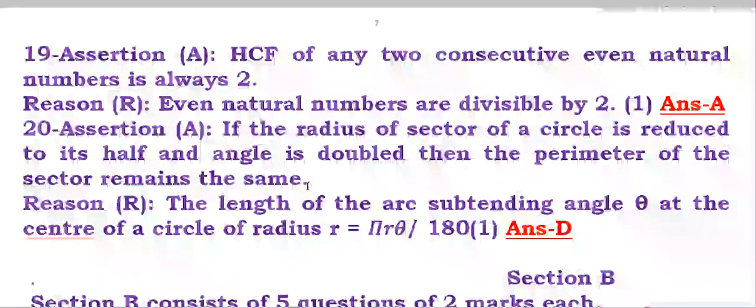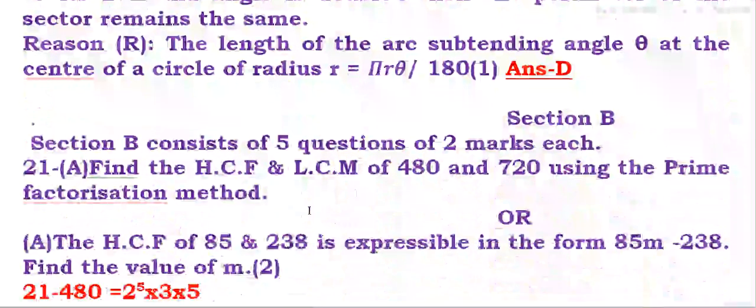No. When the radius of a sector is doubled, and the length of the arc subtending it, this is the formula, correct. So the answer will be D.